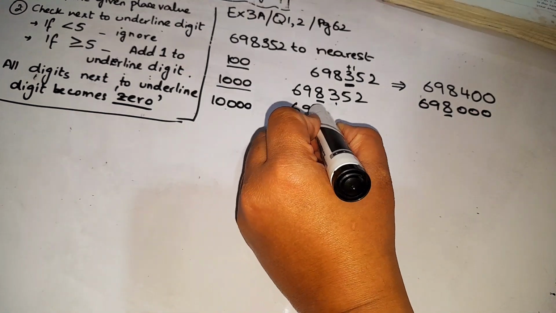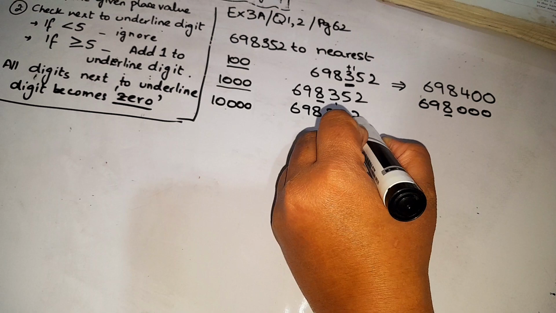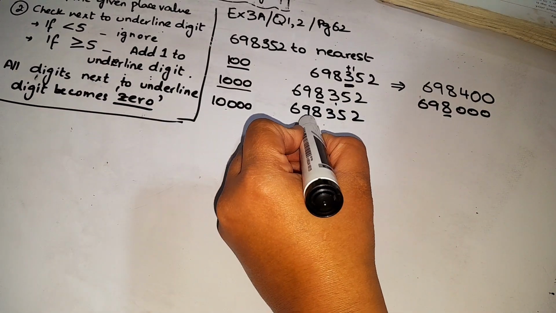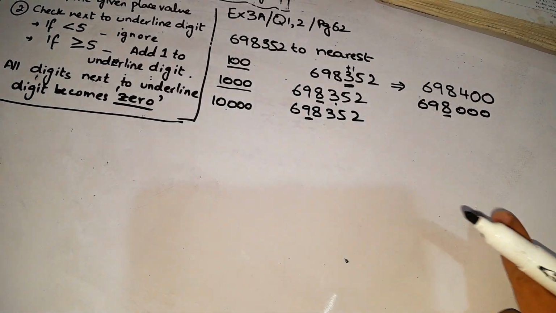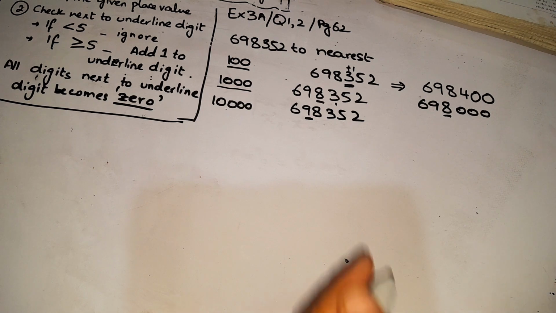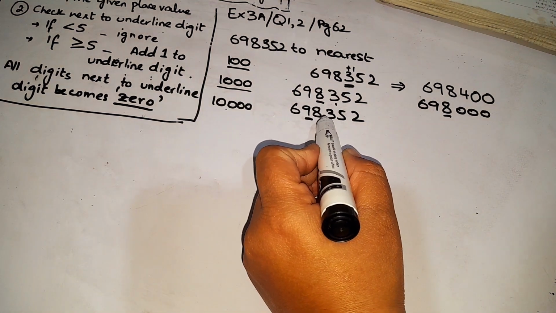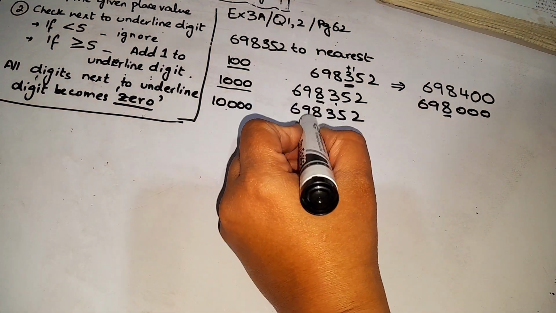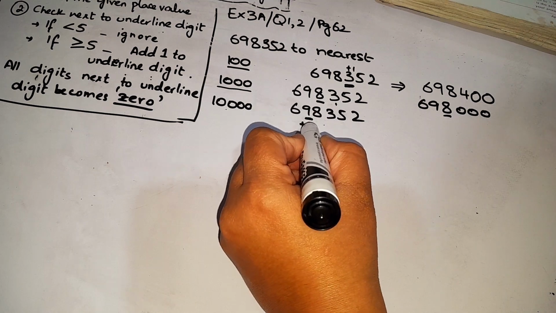So I'm writing the number again. And now I am underlining the given digit. So now this is the special case. Next to the underlined digit is 8. 8 will give 1 to 9.